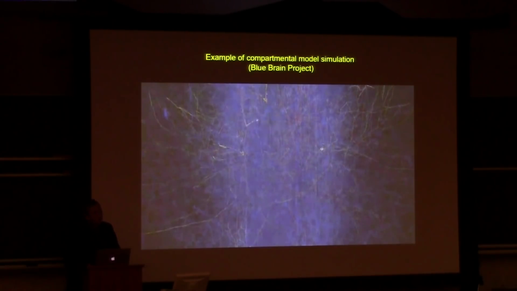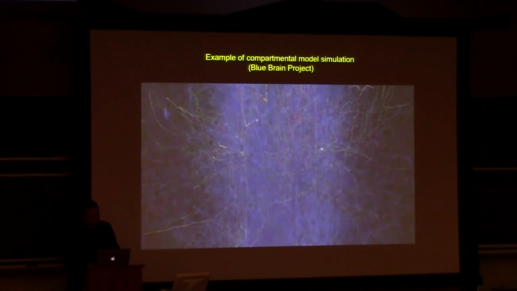Here, what's realistic is the geometric shape of the cells, right? But what's not realistic is the distribution of the ion channels. But you may ask, if you can do this and get a realistic model, would that be what you want to do? The problem with this model is that there are too many free parameters, right?